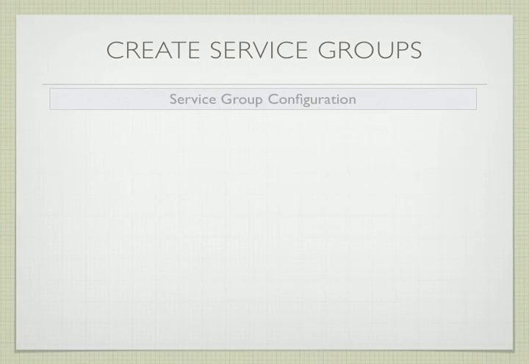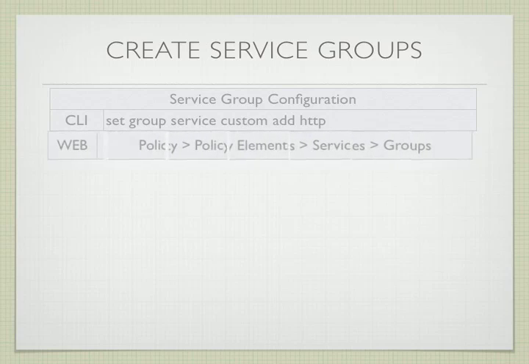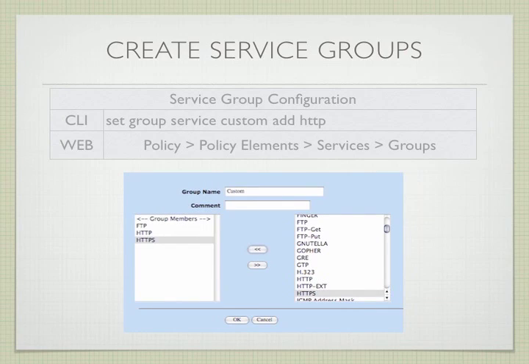The process is pretty much the same for services. We can create a service group by set group service, and we're adding HTTP to a group called custom here. And under policy elements services groups, you get this same interface to add, say, HTTP, HTTPS, and FTP to a group called custom.